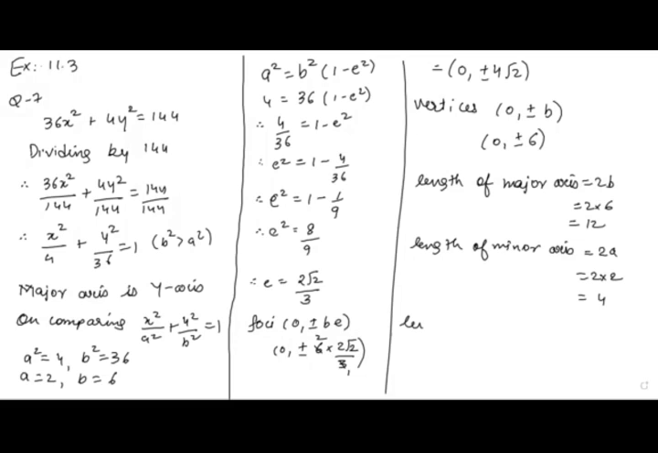And lastly, the length of latus rectum. Here it will be 2a square by b, so 2 into the value of a square, which is 4, and b is 6, so it will be 2 twos are 4, 2 threes are 6. So the length of latus rectum will be 4 by 3.